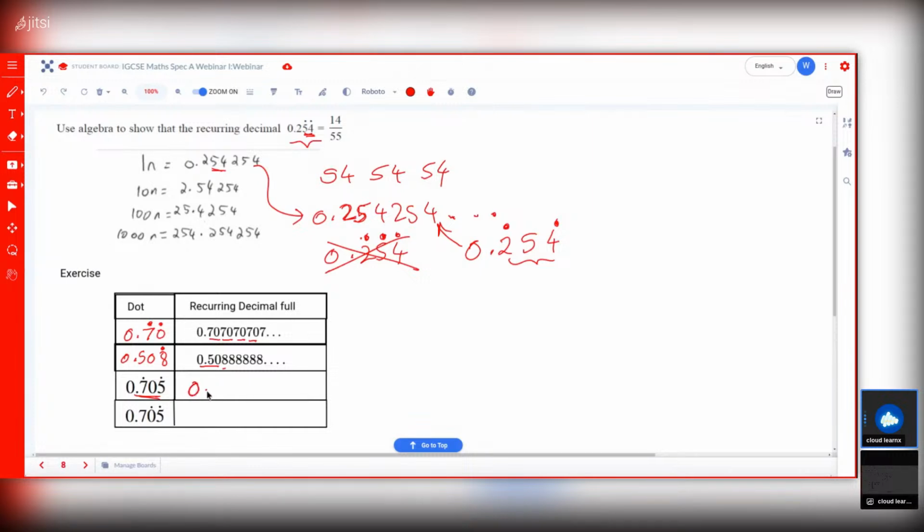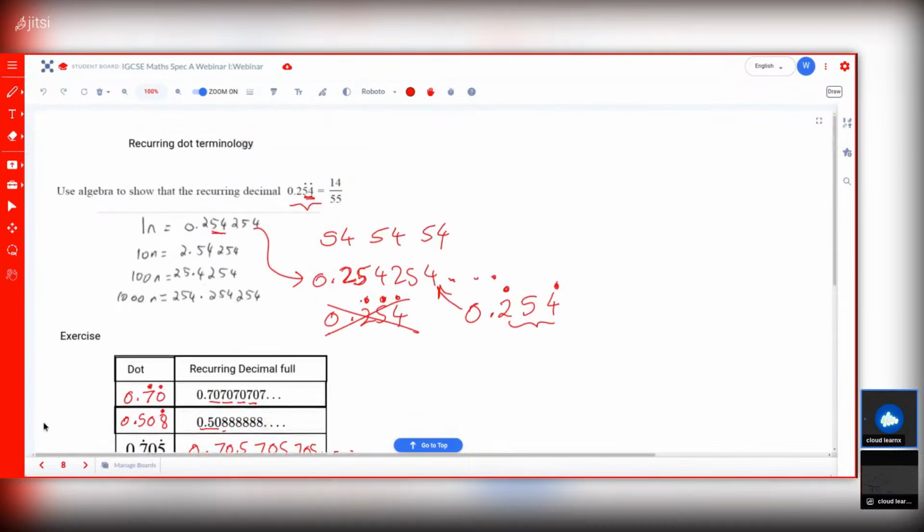So same thing here. You've got 0.705, 705, 705, and so on. And of course here, 0.705, both of them repeating, 05, 05, 05. So yeah, if you're not familiar with it, have a look, revise on recurring decimals. It's not that difficult. It's pretty easy to figure out, right?